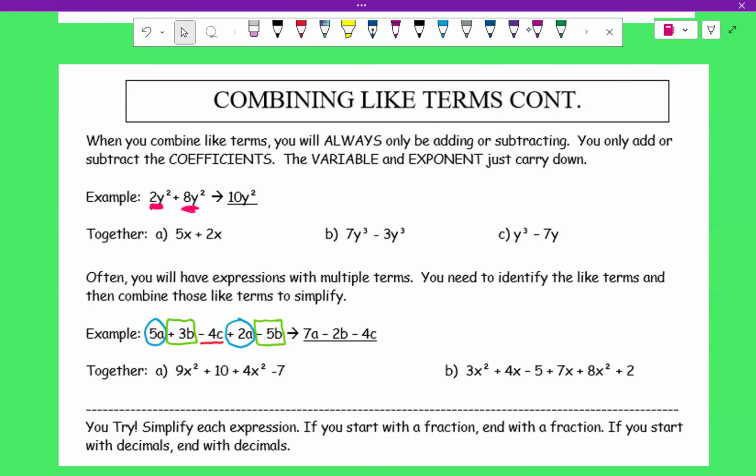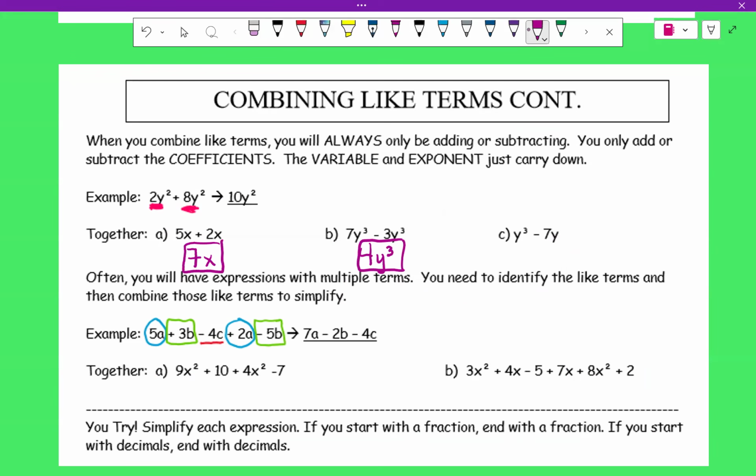5x plus 2x. Are they like terms? Yes, same variable, same exponent. So we're just going to add the coefficients and bring down the variable. B, 7y cubed minus 3y cubed. Are they like terms? Yes. So we're just going to perform the operation. 7 minus 3 is 4, and the y cubed just comes with it.